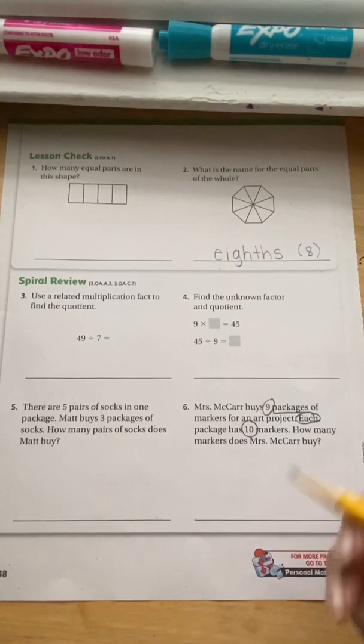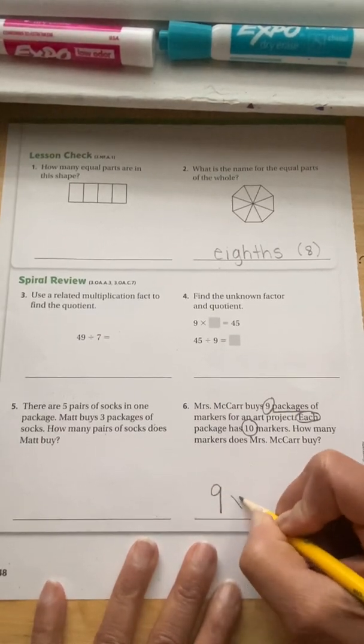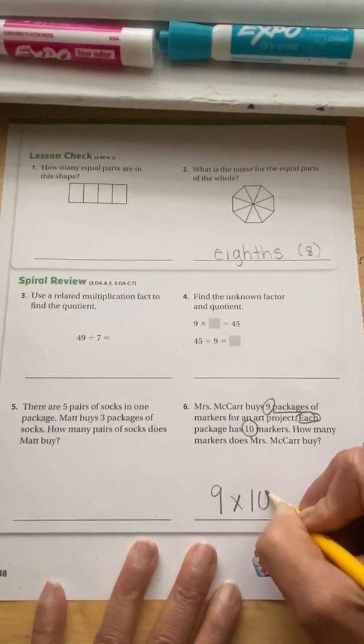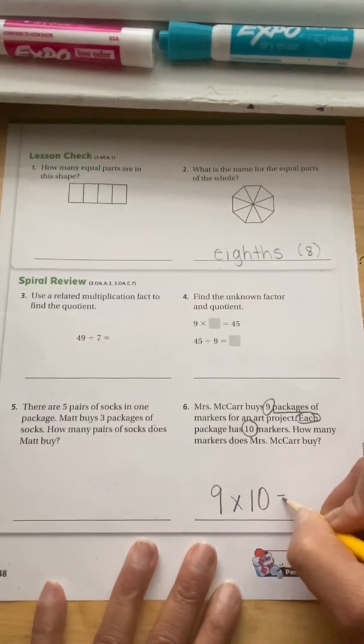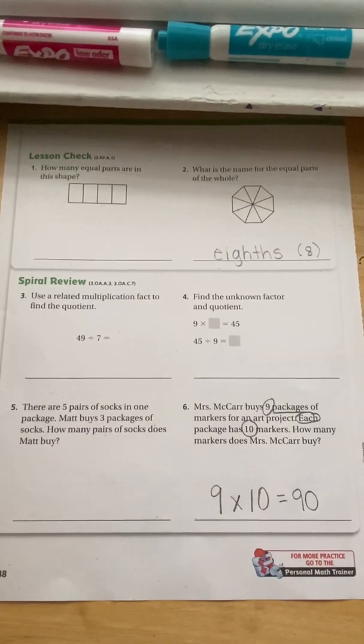9 packages. There are 10 markers in each package. Boys and girls, if you said multiply, you are correct. There's 9 packages. There's 10 markers in each pack. 9 times 10 gives me 90. So your answer for number 6 should be 90 markers is what Mrs. Carr will get when she buys all of those packages.